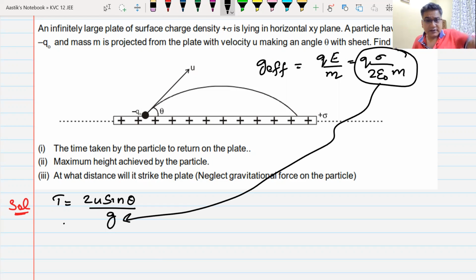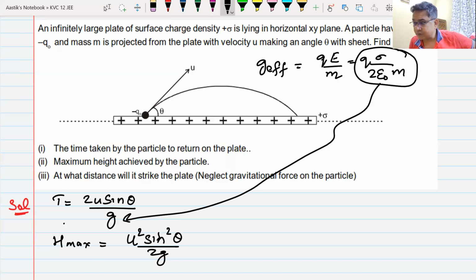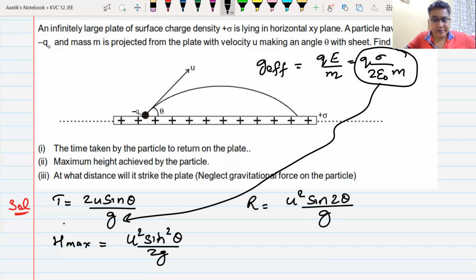What about the maximum height? H max was u square sine square theta by 2g. Yes or no? In place of g, just put that value. To get the value of range, it was u square sine 2 theta by g. In place of g, just put that value and we are done. Got this?